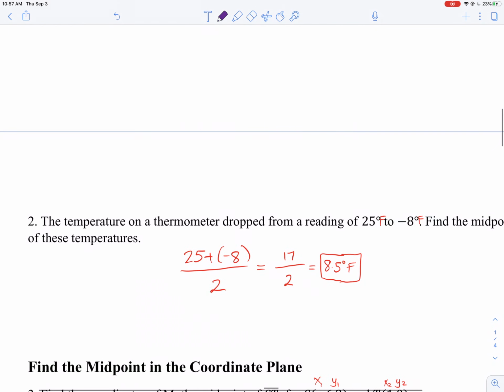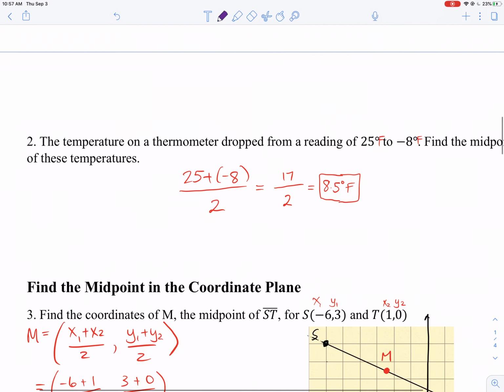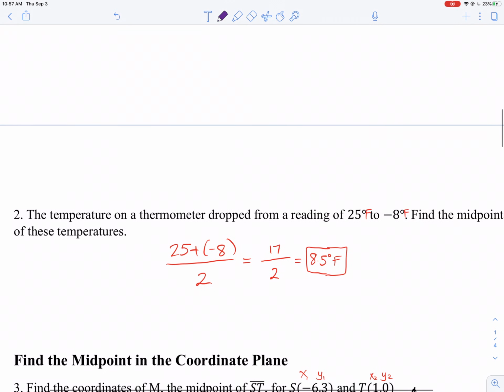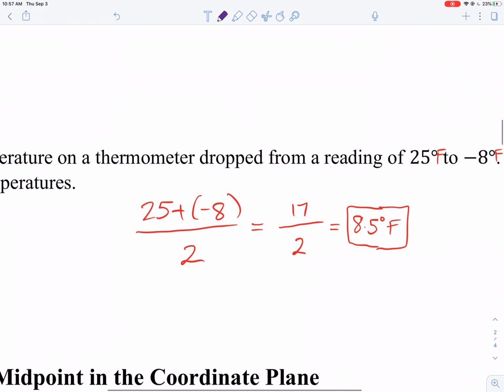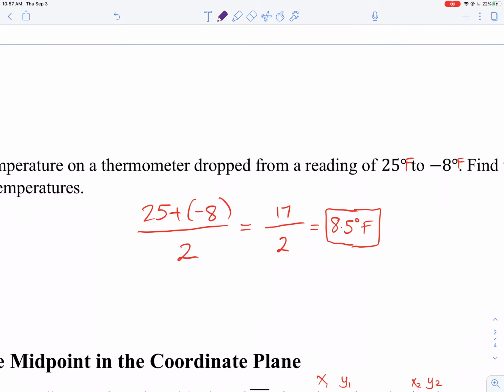We're going to go to number 2. For number 2, it's saying the temperature of the thermometer dropped from a reading of 25 degrees to -8 degrees. I'm going to give them the units Fahrenheit, just because that's what we use here in Reno, Nevada. And I want to find the midpoint of those temperatures. So I take those two values and add 25 plus a -8, divided by 2. I end up with 17 divided by 2, so it gives me about 8.5 degrees Fahrenheit. So that's the midpoint between those two.